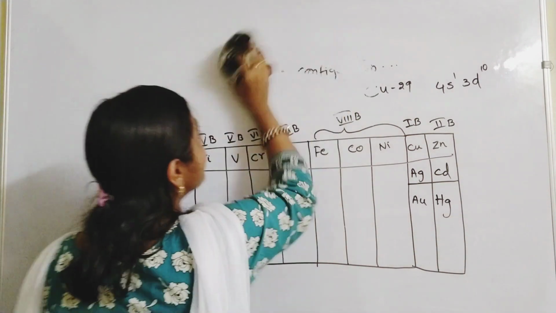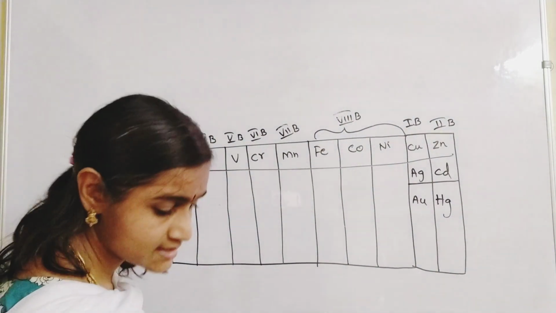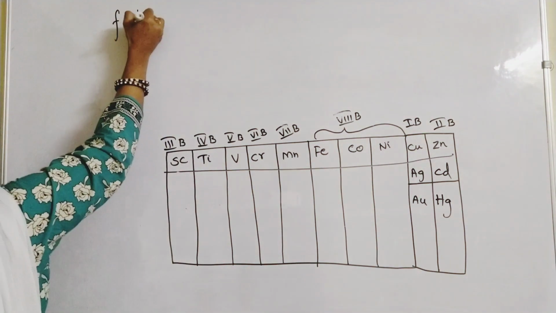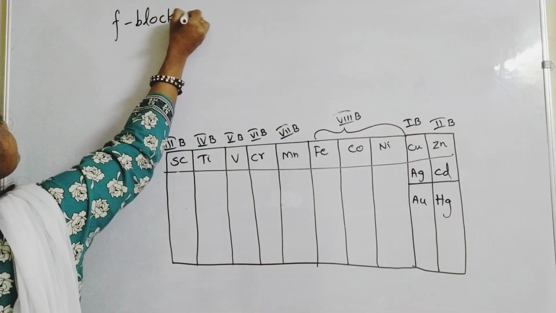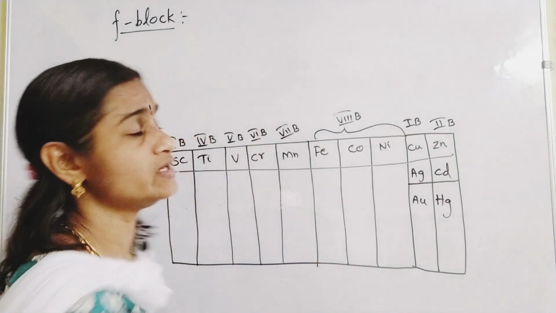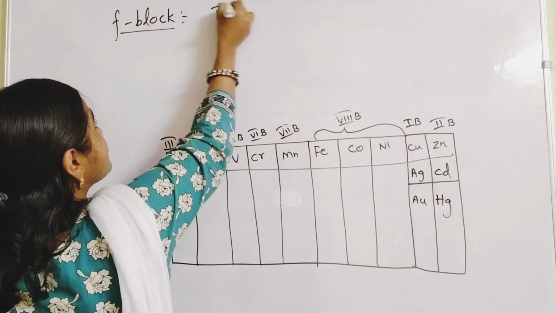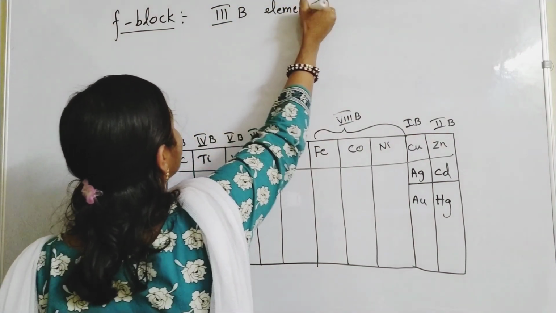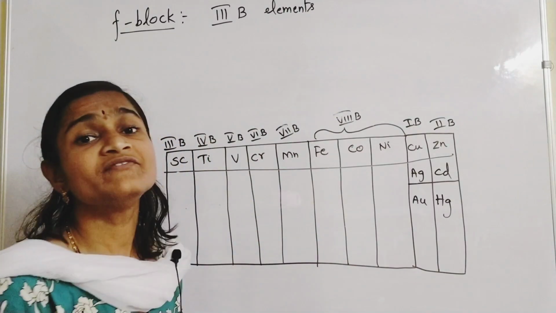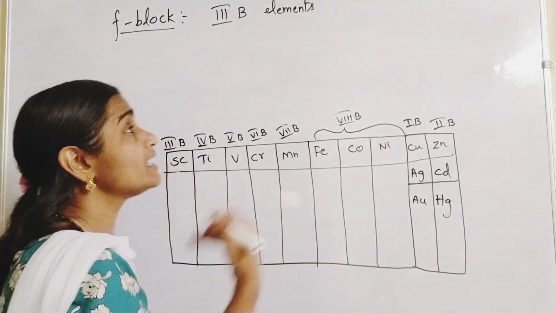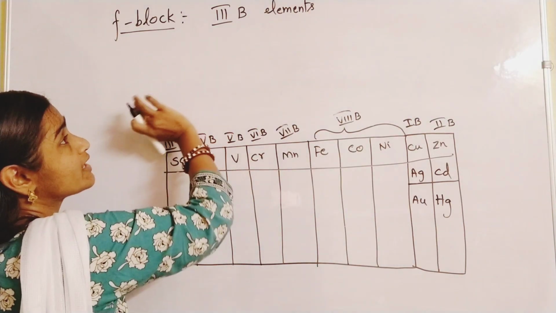So let us learn about F block elements. What are F block elements? F block elements are third B group elements only. Please remember that point. In them the differentiating electrons are entering the F subshell, so they are separately located as F block elements.